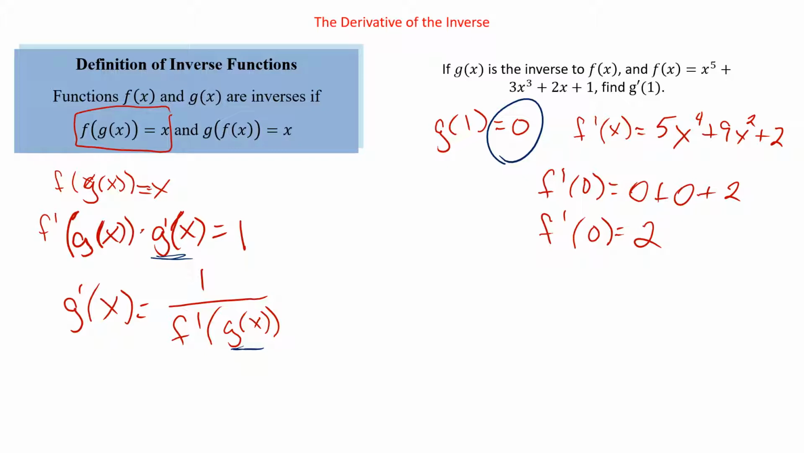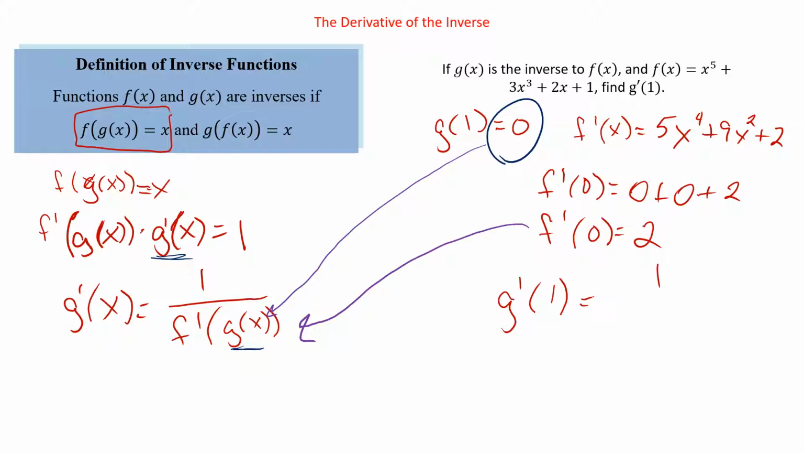That is the denominator here, right? The 0 was that guy. f prime of 0 is now the whole denominator. So g prime of 1 equals 1 over 2.